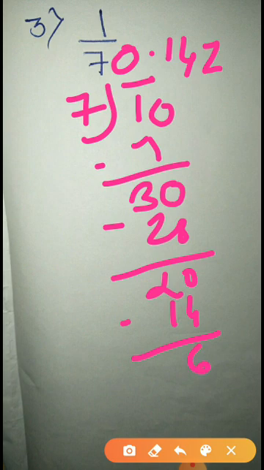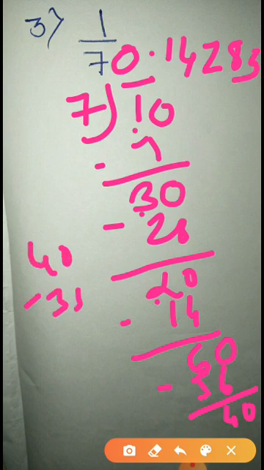Check whether the remainders are repeating. First the number was 1, then 3, then 2, now 6. I write 0, 60, 7 8s are 56, remainder is 4. Again 40, 7 5s are 35, so the remainder is 5. Again 0, 50, 7 7s are 49, and the remainder is 1.